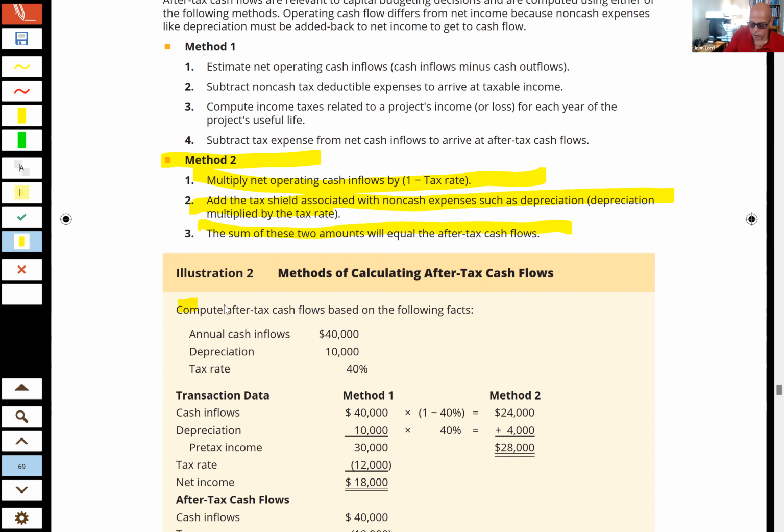So let's look at this example, and I'm going to focus on method two here. Annual cash inflows are 40, the depreciation is 10, tax rate is 40%. So if you take a look, and I'm going to kind of flow into method one to show you method two a little bit here. And we got lined up under method one.